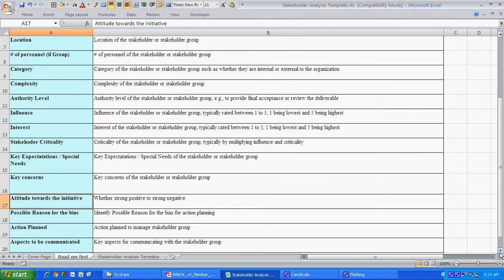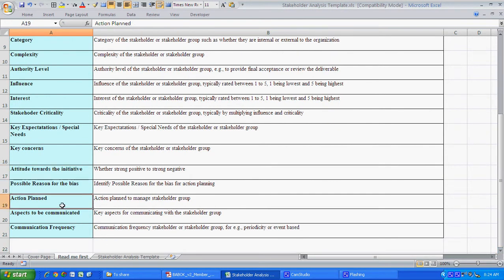Then once we get to know the reason for the negative bias, we can actually plan certain activities as I described just before. Then for each stakeholder group, we also identify aspects that we want to communicate and at what frequency we would like to communicate.